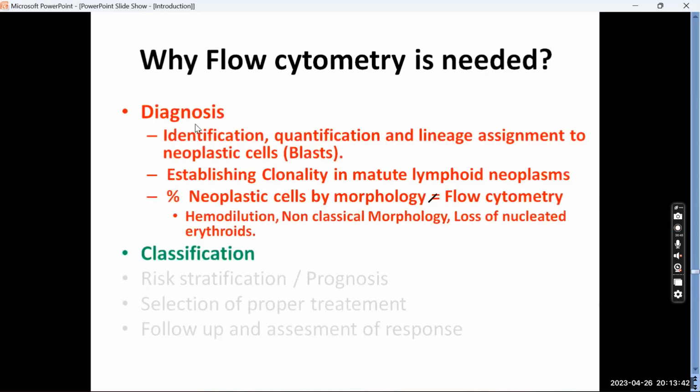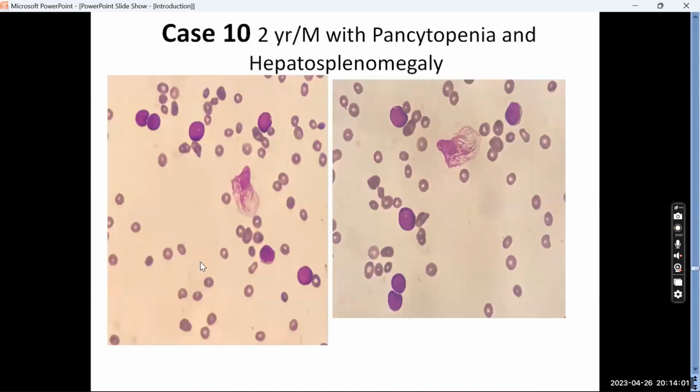So apart from diagnosis, to classify the leukemias, if you want to classify B-ALL into Kala positive, pre-B, pro-B, similarly ETP-ALL, cortical T-ALL, mature T-ALL, and myeloid leukemias into M0 to M7, you need flow cytometry. So apart from diagnosis, for classification, you need flow cytometry.